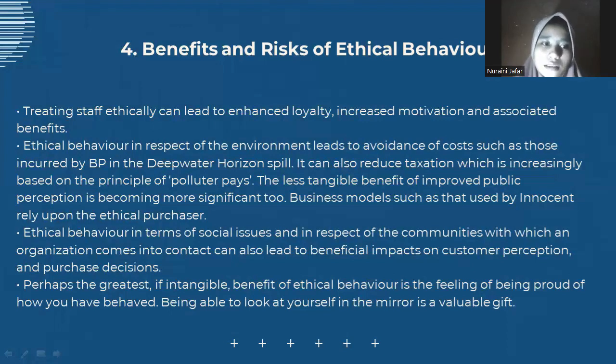And then the third is ethical behavior with respect to social issues and the communities with which an organization comes into contact, which also leads to a beneficial impact on customer perception, which is goodwill, and on purchase decisions, because they see your organization in a good light since you are also taking care of other people. And the fourth is you feel you're doing something right and you feel proud of it, which is something valuable.